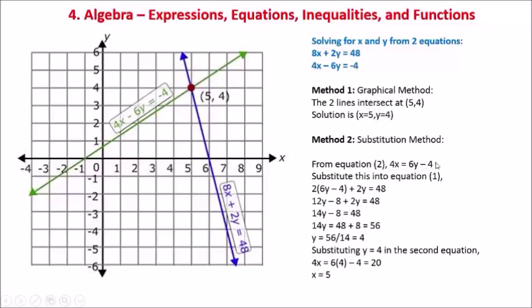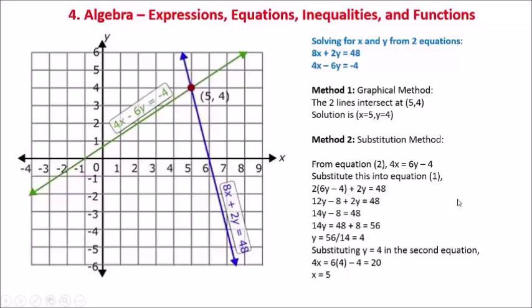Now, if I substitute this in equation number 1, equation 1 says that 8x. So what do I mean by 8x? It is 2 times 4x, right? So instead of 4x, I'm substituting 6y minus 4 from the other equation. That's why it's called substitution method. And then plus 2y, I'm taking the same 2y. I'm not changing that. Only for this 4x, I'm substituting. 2y, I'm writing as it is. 48, I'm writing as it is.